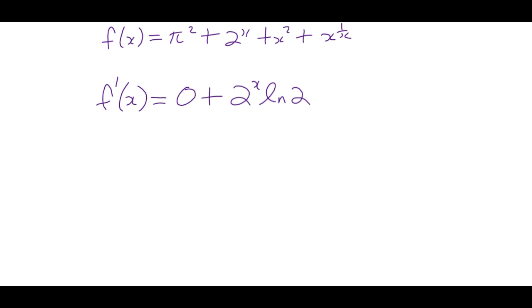Okay, so on your formula sheet, the derivative of b to the x is b to the x ln b. Yes, b to the x ln b. Plus 2x.